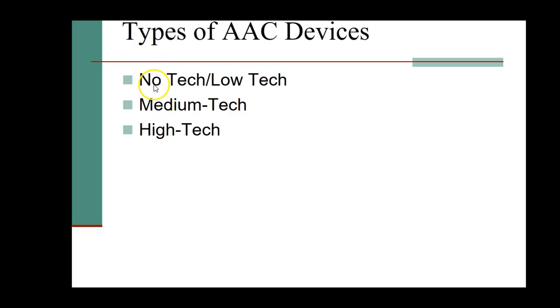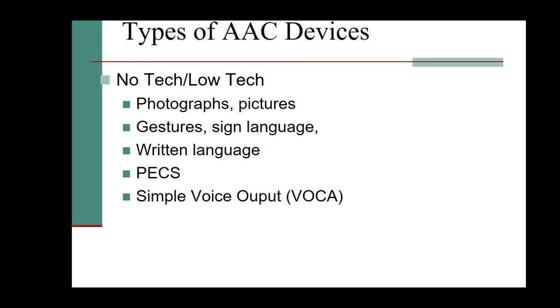So there are no tech, low tech, medium tech, and high tech. The no tech and low tech, requiring people to just use, I'm going to go to the next page. The no tech and low tech are photographs and pictures, gestures, sign language, written language, PECS. So no tech and low tech doesn't require any kind of technology. You can communicate with just pictures or photographs or just gestures and sign language.